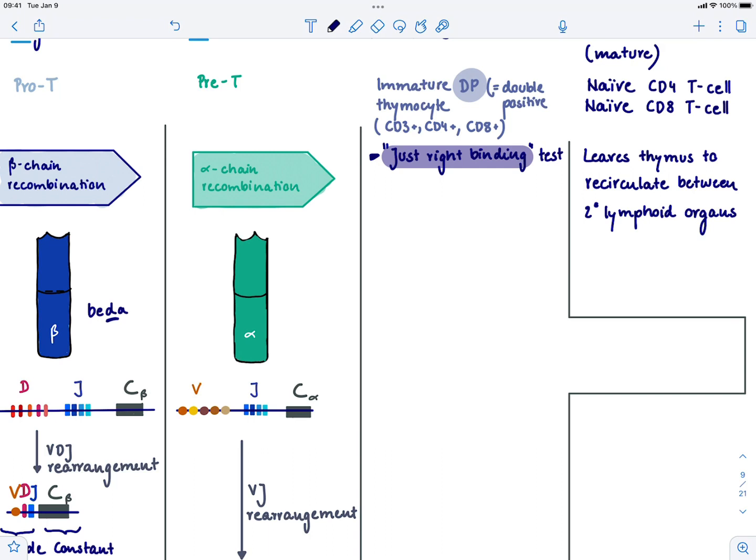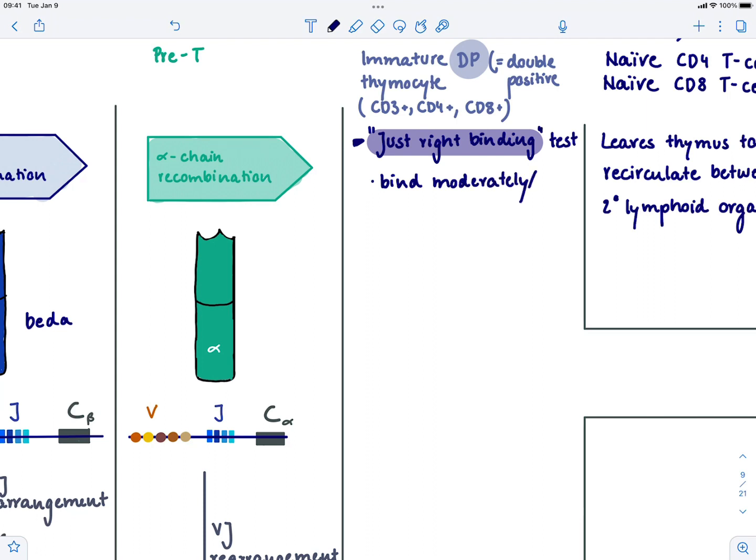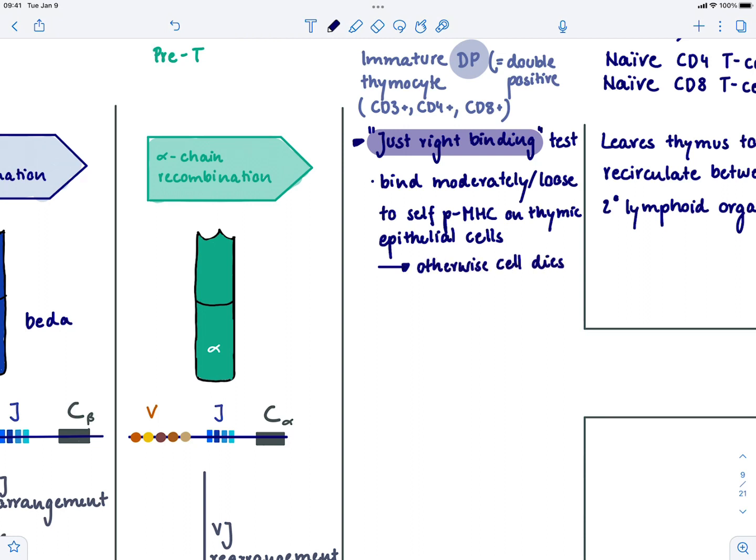So what does it mean? Well, it's a test just to see, can you be a T cell? Can you see peptide MHC? Can you bind moderately to loosely to self-peptide MHC on thymic epithelial cells? Because those are the cells that are going to express peptide MHC. And if you can't do that, well, then the cell is going to die, because there's no use of this cell. If it's going to want to be a T cell and cannot recognize peptide MHC, well, then this test is not passed. So it's kind of a pretty basic test.